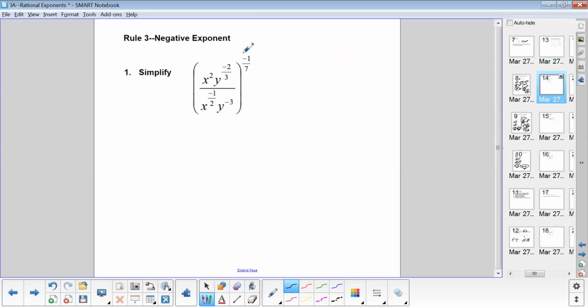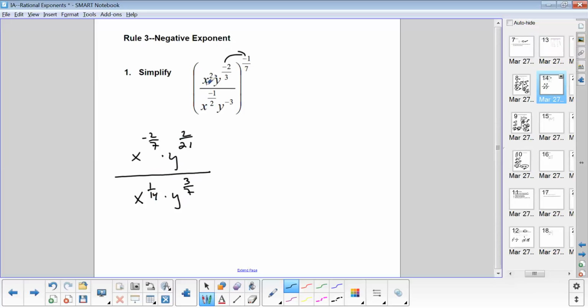So here, I'm actually going to combine some rules with negative exponents. This is actually using a power-to-power rule, which we'll talk more about next, but I want to look at just the result of what happens. So I get x to the negative 2/7 times y to the 2/21. Now, how did I get that? Well, it's 2 times negative 1/7, and negative 2/3 times negative 1/7. That gives me the 2/21, divided by x to the 1/14 times y to the 3/7.